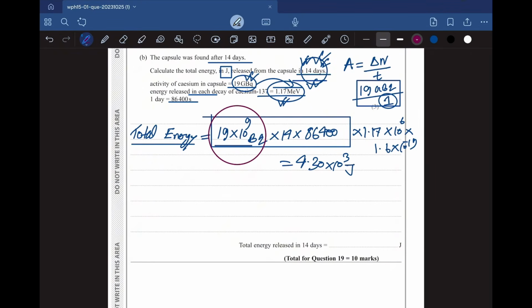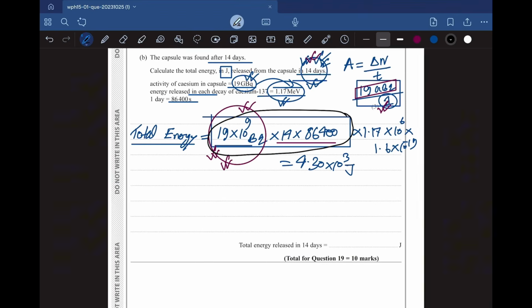So as it is the rate of decay, we can think of it like this: there were 19 gigabecquerels of decays every second. So in 1 second there were 19 gigabecquerels of decays happening. So we have got the number of decays in 1 second, but the question asks us to do it for 14 days. So we have multiplied the number of seconds in those 14 days with the number of decays in 1 second. After multiplying both of them, we have got the number of decays in 14 days.